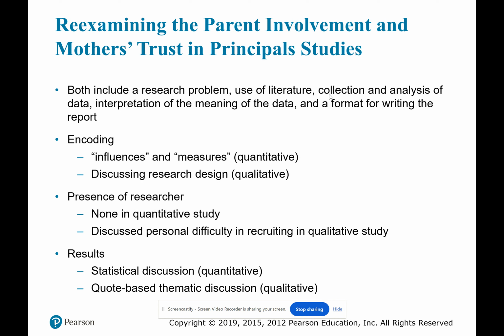So here's an example that you can read for a research proposal. So just know that's on page 289, and you can read that in more depth.